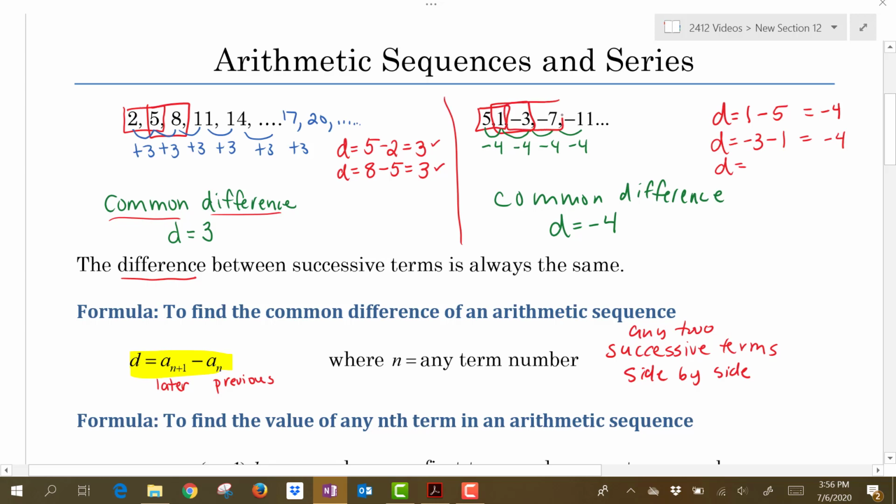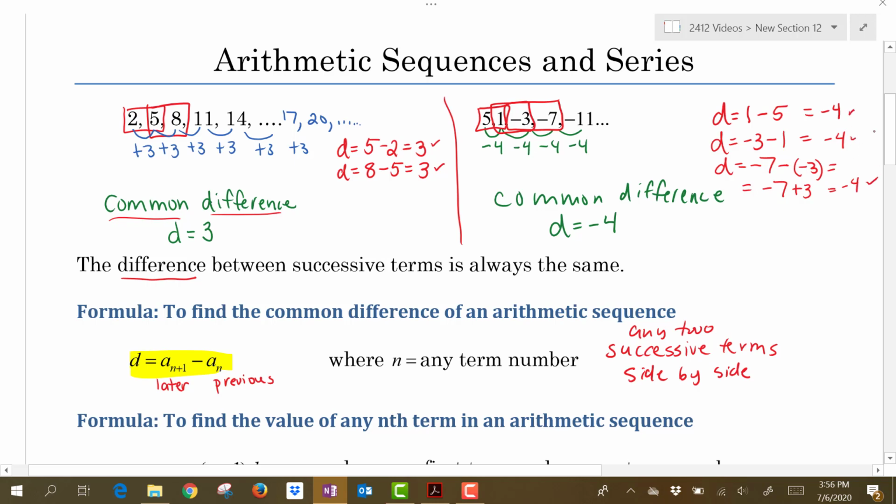Let's look at the next two: negative 3 and negative 7. Take the later term, which is negative 7, subtract off the previous term, which is negative 3. So be careful here. You'll notice that we have negative 7 minus negative 3, so that gives me negative 7 plus 3, which again gives me negative 4.